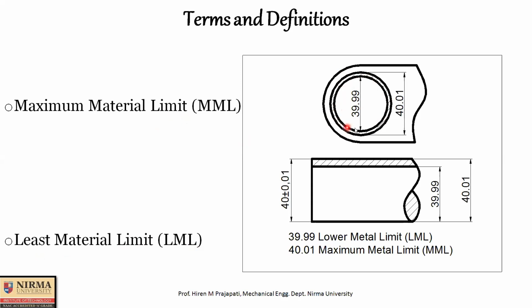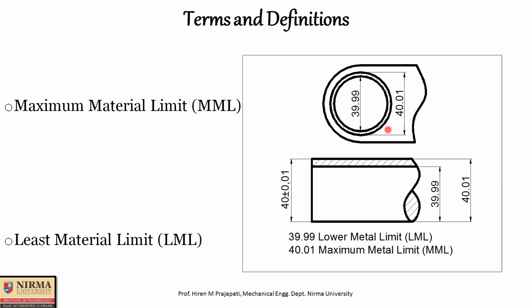Suppose we take the case of a hole feature, an internal feature. Here you can see this is the hole with diameter 39.99, and this outer hole is with diameter 40.01. So actually this is the lower limit of the hole and this is the upper limit of the hole. 40.01 is the upper limit of the hole and 39.99 is the lower limit of the hole. If you take the difference, you get this annulus ring, which is called the tolerance of the hole feature.